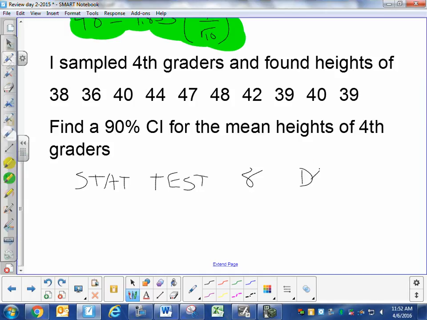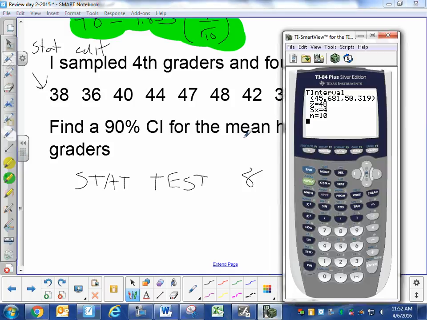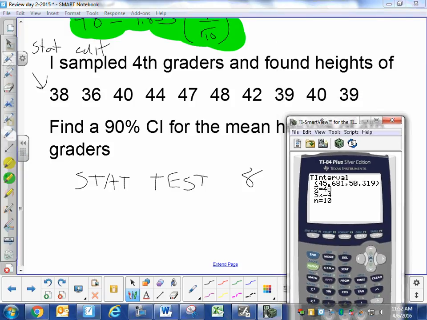But you would use data. You need to enter this data into your list. Make sure you go to STAT, Edit, enter your list of data, and then STAT, TESTS, 8. Make sure you have the data selected, and go from there.